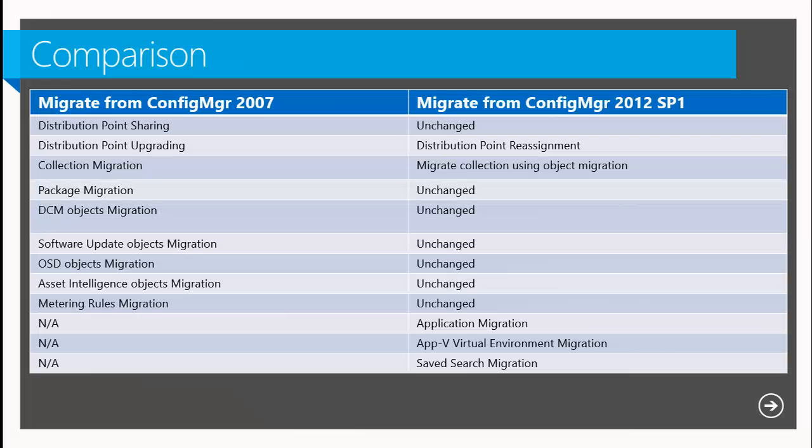And just to kind of compare the differences between them, there's quite a bit of additional objects, additional things that you get in pulling from another 2012 SP1 hierarchy into your hierarchy. And a lot of that has to do with the fact that the objects are basically the same. So you get everything that you had with 2007 with a few permutations because of the nature of the changes between 2007 and 2012. In addition, you also get the application migration, the virtual environment migration, as well as saved search migration.